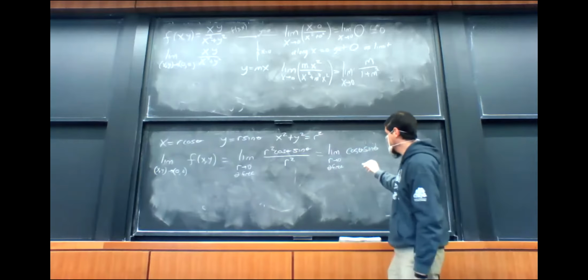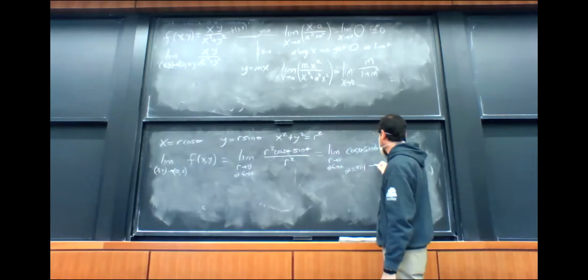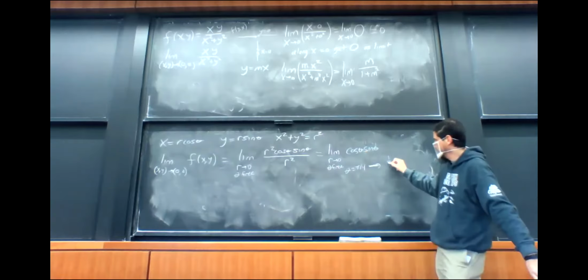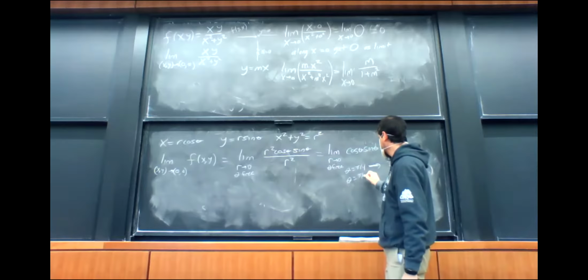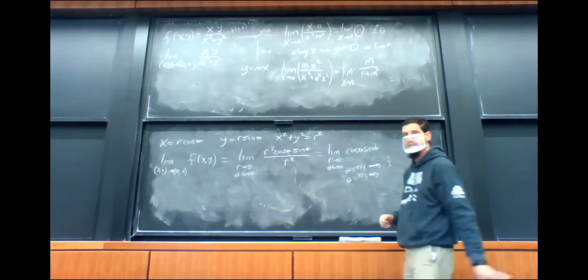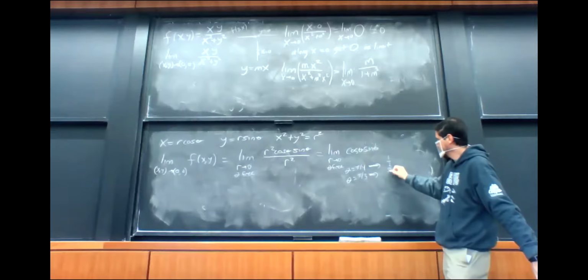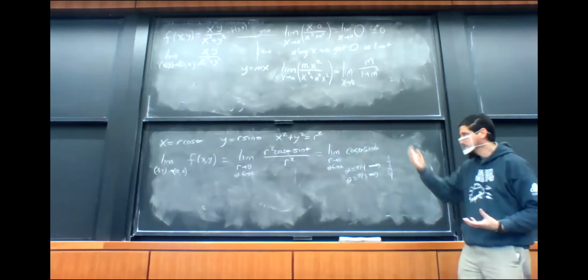If I take different values of theta, if I take theta equals pi over 4, then I will get root 2 over 2 times root 2 over 2, I'll get 1 half. If I take theta equals pi over 3, and we get root 3 over 2 times 1 over 2, I'll get root 3 over 4. And so if theta is fixed, the limits exist.